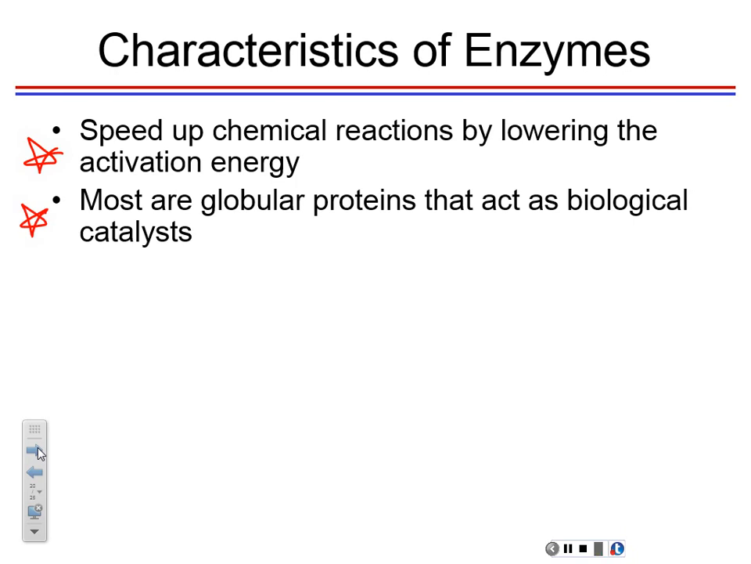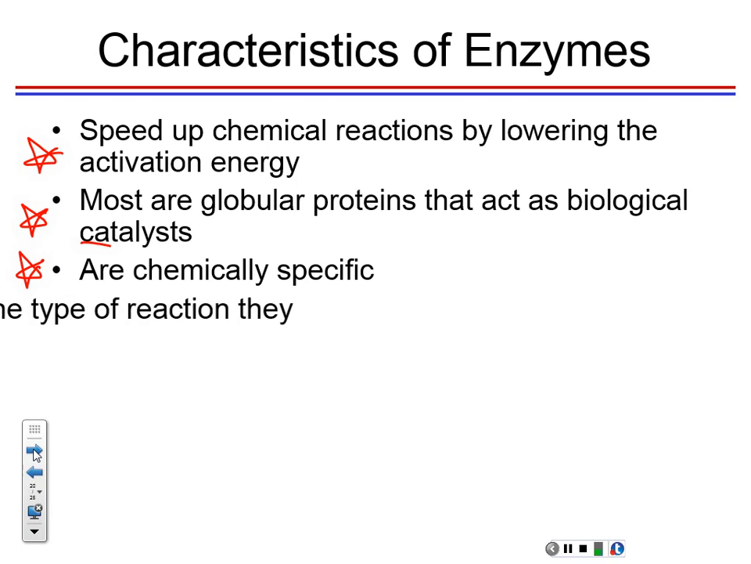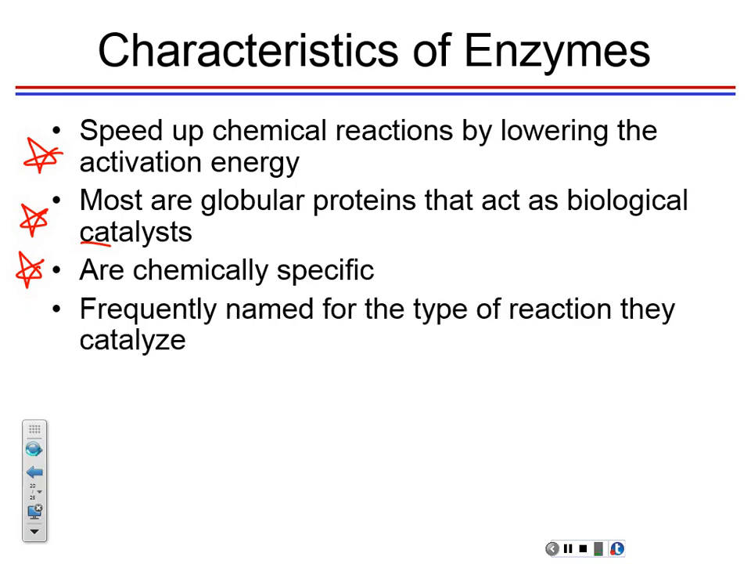Most enzymes are globular proteins, like we talked about. Because of those qualities, they affect rates of chemical reactions, and they act as biological catalysts. And they're chemically specific. That's why the structure and the way it's folded up is very important. Because if it's folded wrong, then it's not going to attach to the correct substrate, or the correct substrate will not fit in the active site of that protein. So they have to be specific.